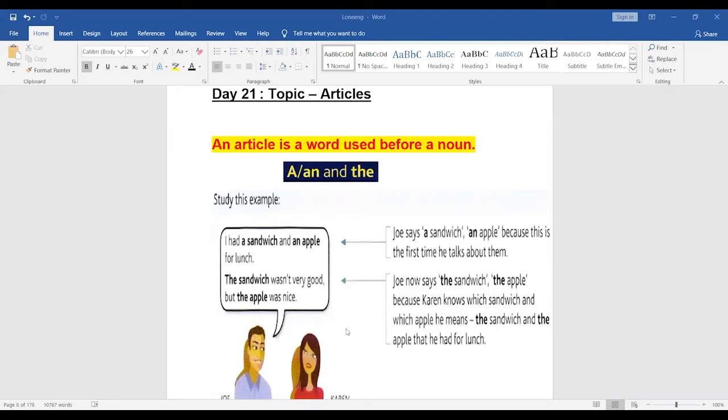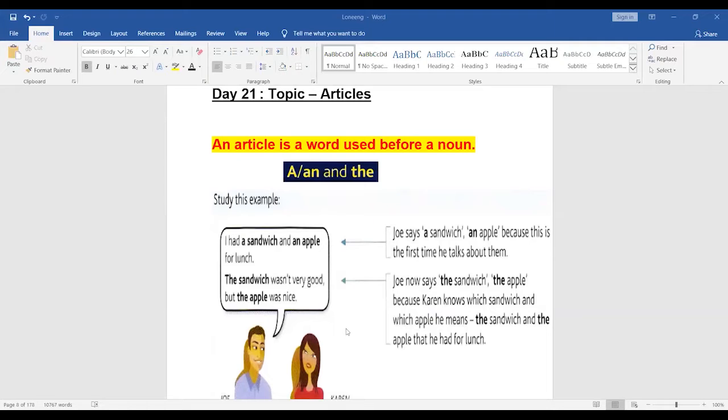Okay, let's get started. The definition for an article is a word that is used before a noun. In the English language, articles means words that are used before a noun. Okay, so there are only three articles, which is a, an, and the. You could use any one article only before a noun.